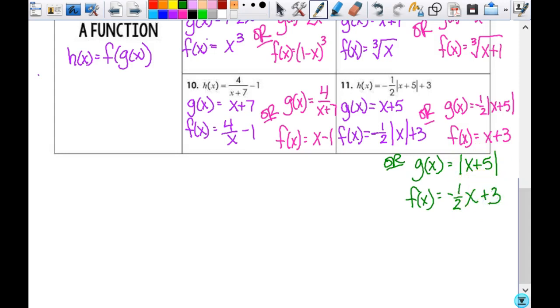Okay? So sometimes our brains work differently than other people's, and that's fine. And those are all perfectly fine answers, just different ways to look at it. Are we good? Any questions at all? Awesome.